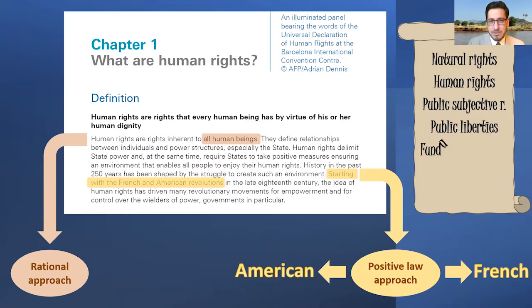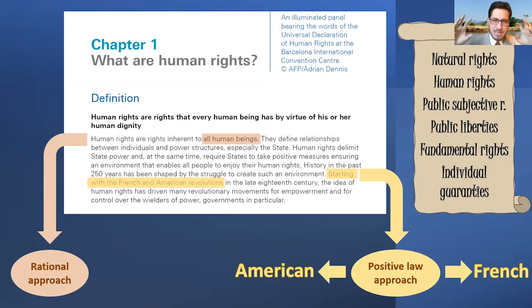It is also so useful, no? A public liberty. Any right is a public liberty, it's a right to confront the state, no? Fundamental rights are also used, obviously. And also individual guarantees, no? It's more or less a thing that the state gives to you, more or less like the theory of Hobbes, of the Leviathan, a monster that will give you your rights.